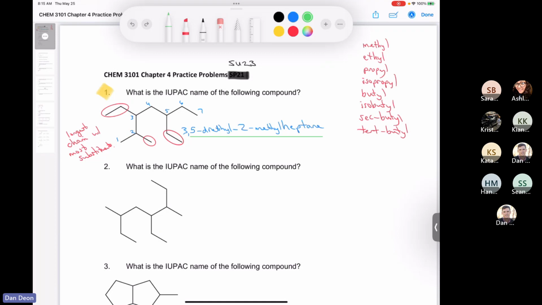Okay, well, with all that in mind, I bet you we're going to get this one even faster. Could anybody tell me what the longest carbon chain in the one in number 2 is? How many carbons are in it, or if you want to name it, that's fine.